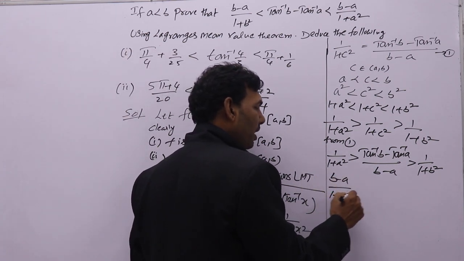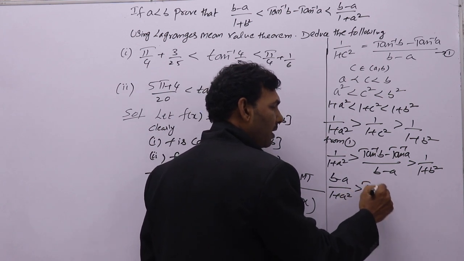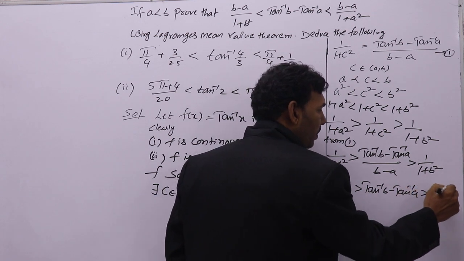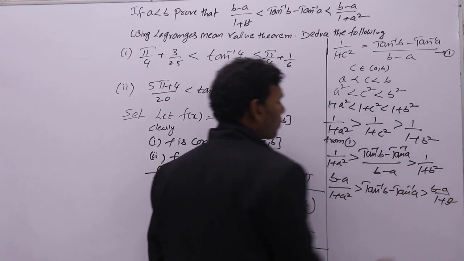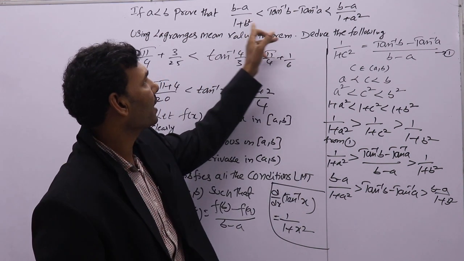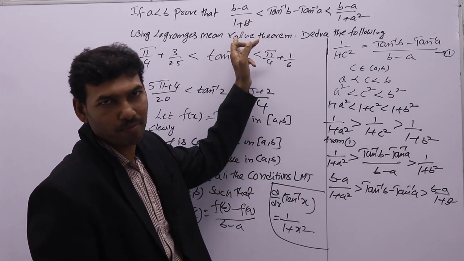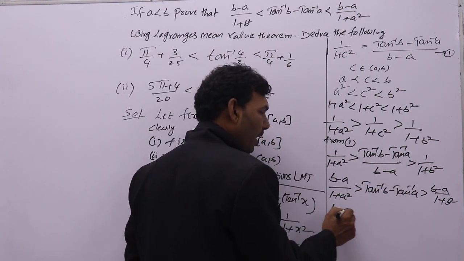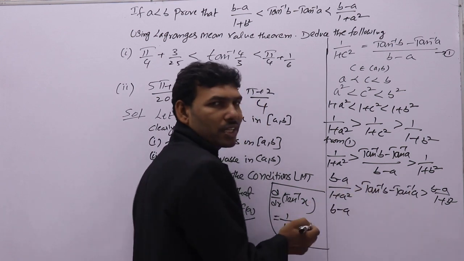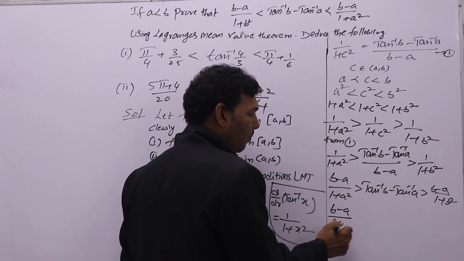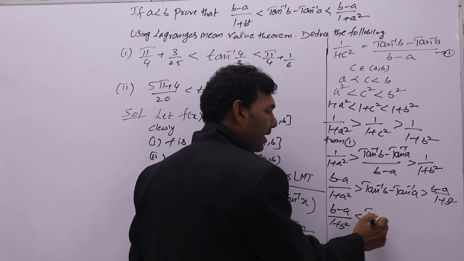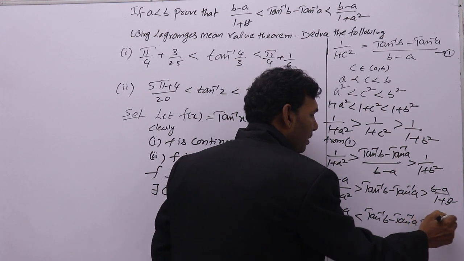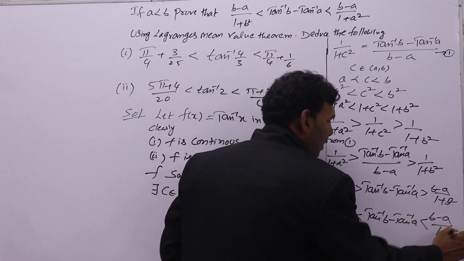If you multiply with b minus a, what happens? (b minus a) by (1 plus a square) greater than tan inverse b minus tan inverse a, which is greater than (b minus a) by (1 plus b square). But we need to prove here less than. Here you should keep (b minus a) by (1 plus b square) first. For that I am rewriting this inequality in reverse. If you reverse, the inequality sign also changes. (b minus a) by (1 plus b square) less than tan inverse b minus tan inverse a, which is less than (b minus a) by (1 plus a square).